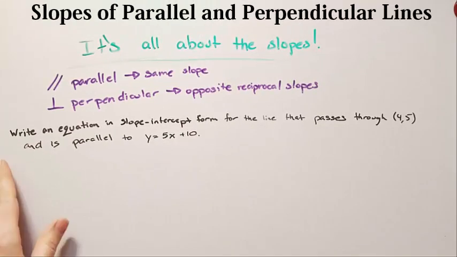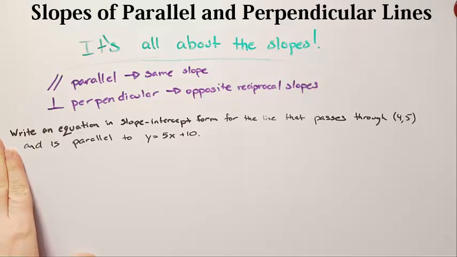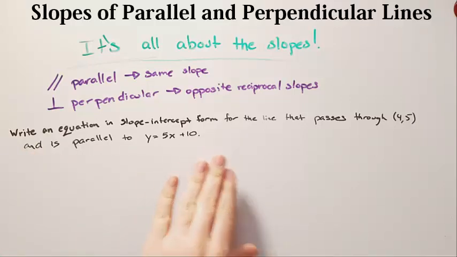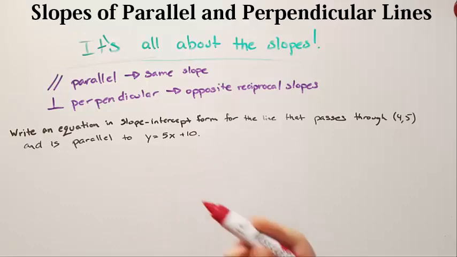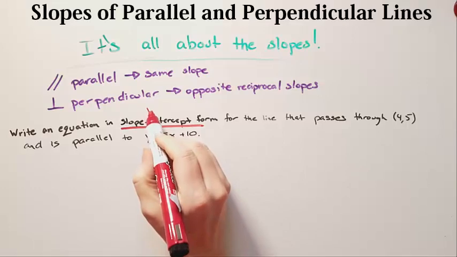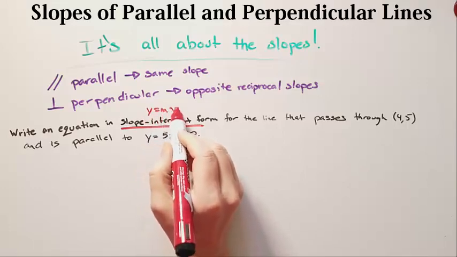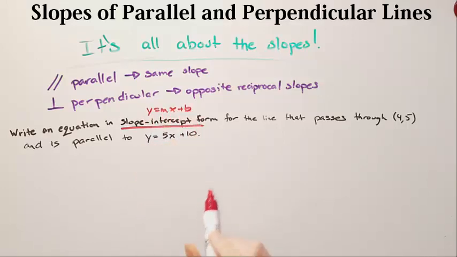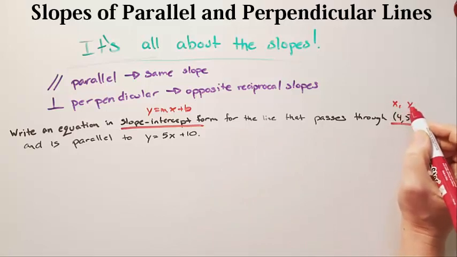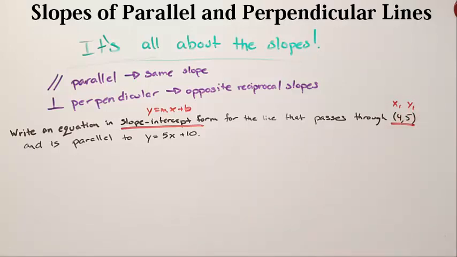So now we're going to learn how to write equations that are perpendicular and parallel to one another. So this problem is full of lots of information. First, they want our answer to be in slope-intercept form, which means our final answer needs to be in a y equals mx plus b form. They want us to use this point. So this is our x1, y1 coordinate point that we need to use.